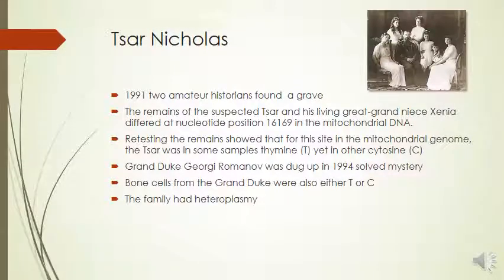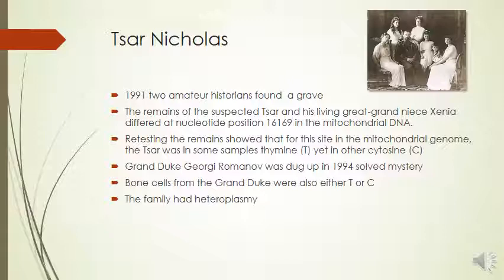So in 1991, two amateur historians found a grave that they believed to be that of Tsar Nicholas and his family, who were murdered in Russia. The remains of the suspected Tsar were then compared with his living great-grandniece Xenia, and it was found that they differed at nucleotide position 16169 in the mitochondrial DNA. This was retested, and for this site in the mitochondrial genome, the Tsar had in some samples thymine, and in others he had cytosine.